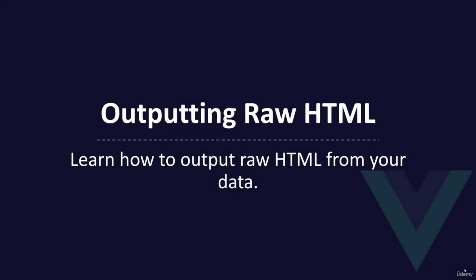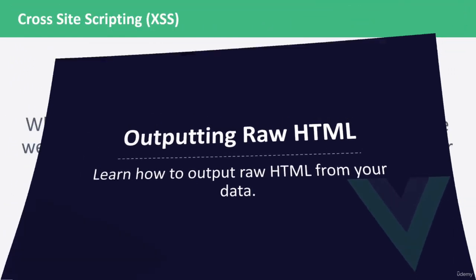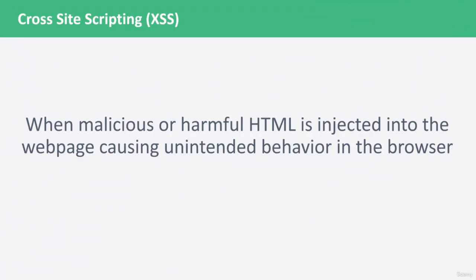In this lecture, we're going to learn how to output raw HTML. Before we jump into the code, I want to take a moment to talk about some security issues that may arise from doing this. The security risk I'm talking about is called cross-site scripting. You may also hear it referred to as XSS.